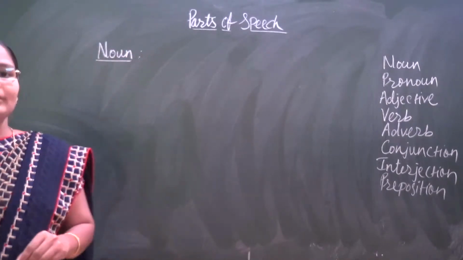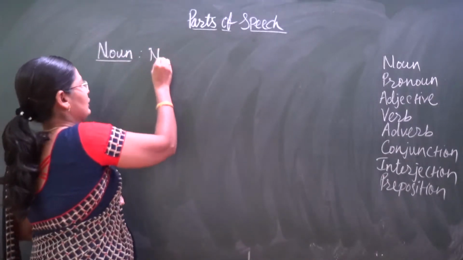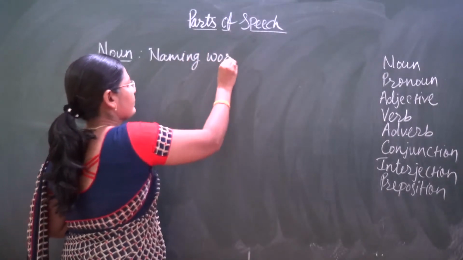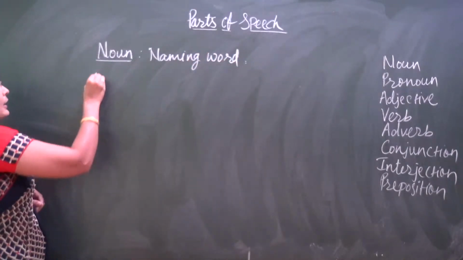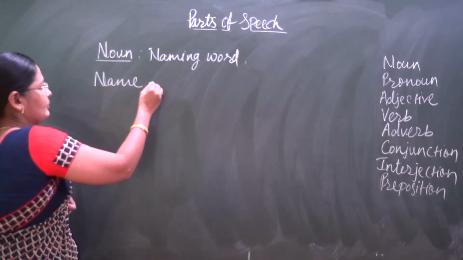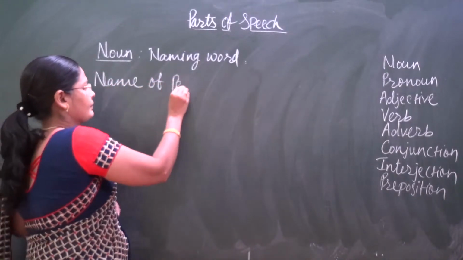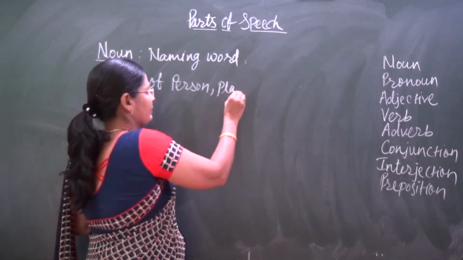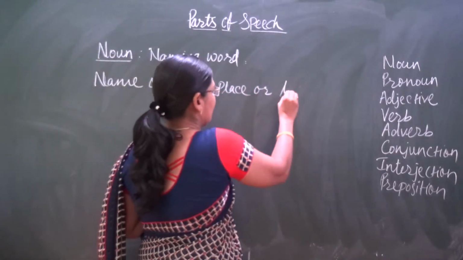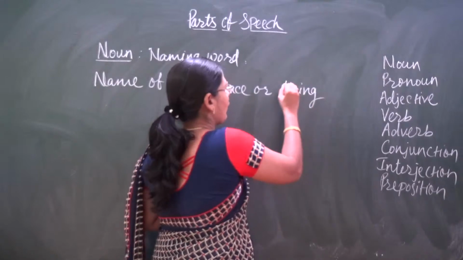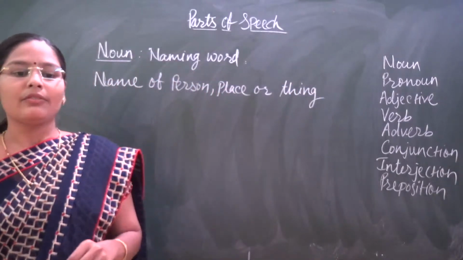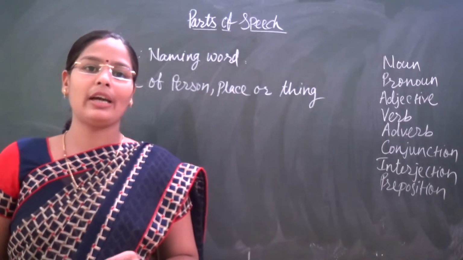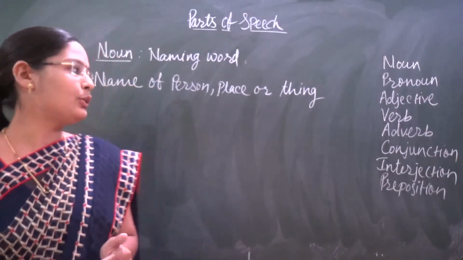Then what is a noun? Noun is a naming word. Name of a person, place, or thing is called a noun. Further, we have a classification of noun. Nouns are classified into 5 types regarding their uses.